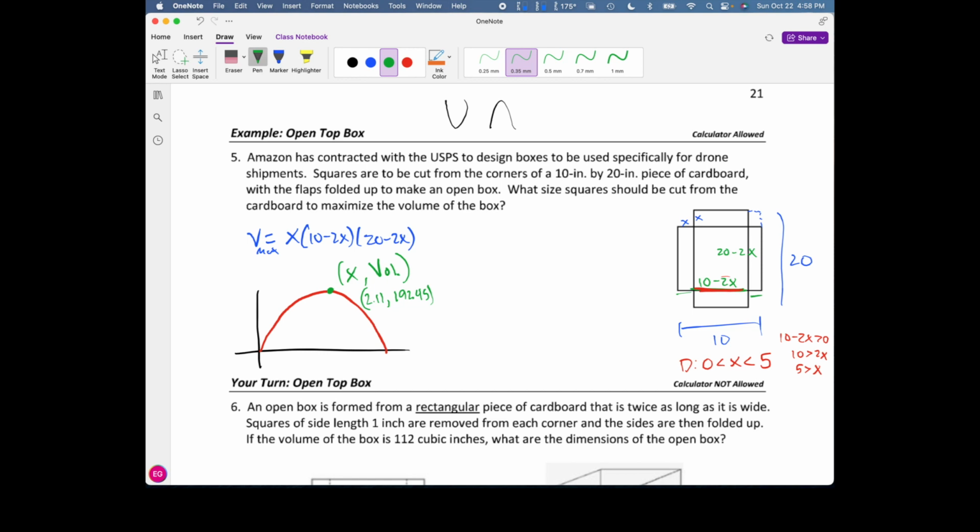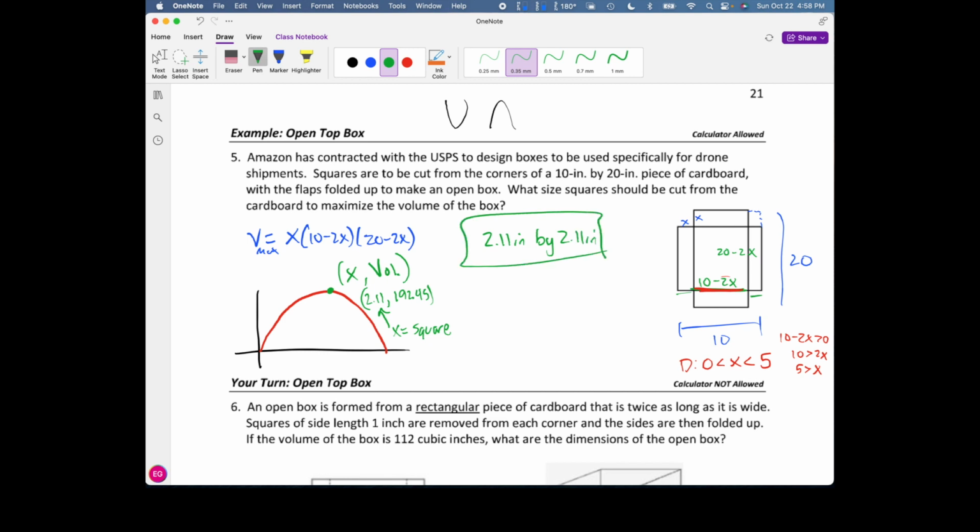So that x value, so x was our squares, right? So what size squares should be cut from the cardboard to maximize the volume of this box? So that's the answer to our question. We're going to do 2.11 inch by 2.11 inch.